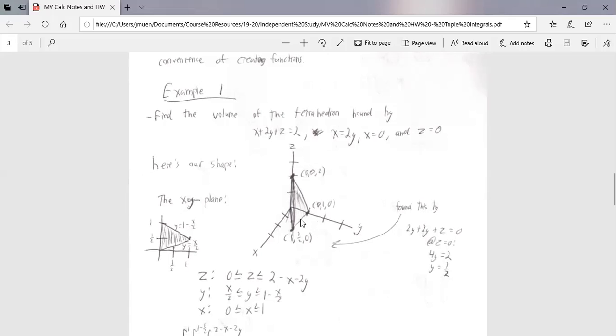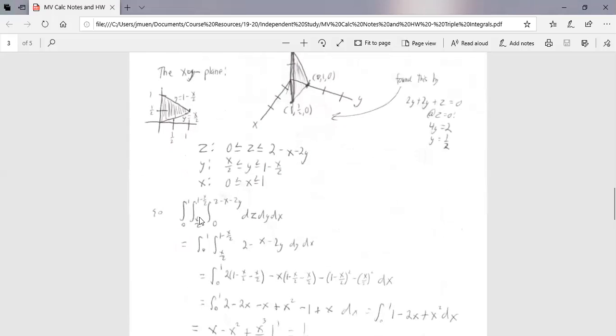Here, the base looks like this. It is this isosceles triangle. So y needs to be between x over 2 and 1 minus x over 2, and x is just from 0 to 1. So now we just evaluate this integral, simple as. Deal with z first. If we plug it in, we get the integral of 2 minus x minus 2y, dy dx.